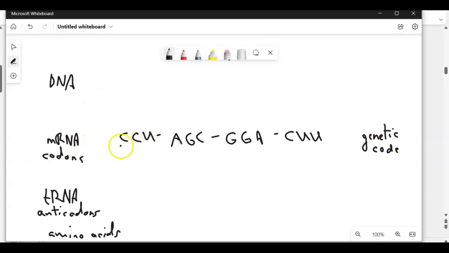This comes from the DNA, and this is synthesized in the nucleus from DNA as a template in the process called transcription. That's going to be the first step. The second step is going to be translation.